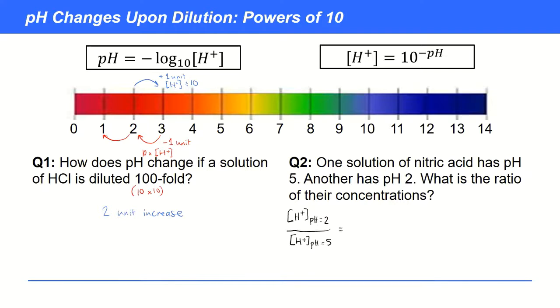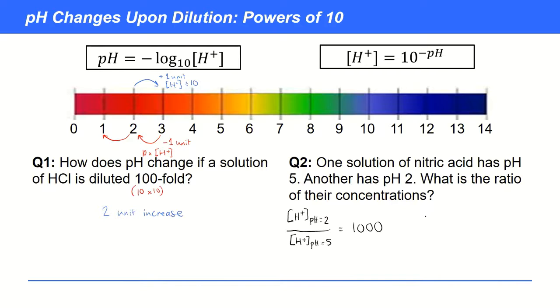So what factor increase is there from going from 5 to 2? Well, it's 3 pH units, 1, 2, 3. So each one is times by 10, so times 10 again is times 100, times 10 again is times 1,000. We'll just check we've got the fraction the right way up. Yep, pH 2 should have a higher concentration of H plus than pH 5, so it should be 1,000.